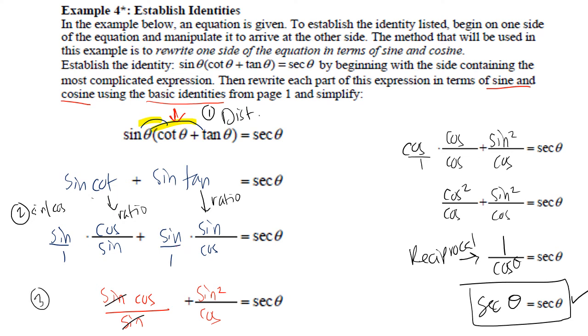We multiply, we simplified. And then step 4 over here, we found an LCD and combined. Step 5 here, we did a little bit more simplifying. We used the Pythagorean identity to simplify. This is the Pythagorean identity. Step 6, we use the reciprocal identity, 1 over cosine theta, and that led us to secant theta, and we proved it. Bam, we got it.